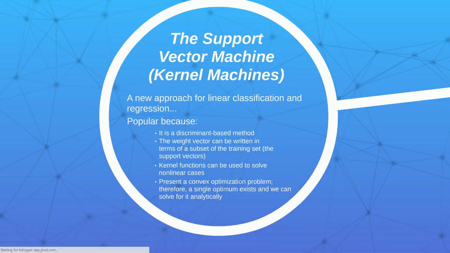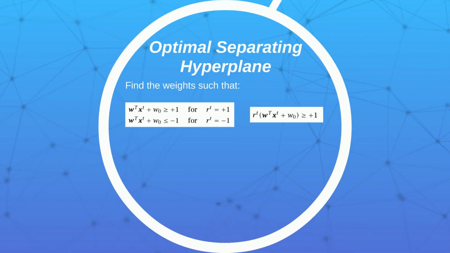So the optimal separating hyperplane, what is it? Let's start again with two classes and use the labels -1 and +1 for the two classes. So we are going to find the weights such that if it is greater than 1, we have our +1 class, and if our model is less than -1, we have our -1 class. And this can be rewritten as seen on the right here.